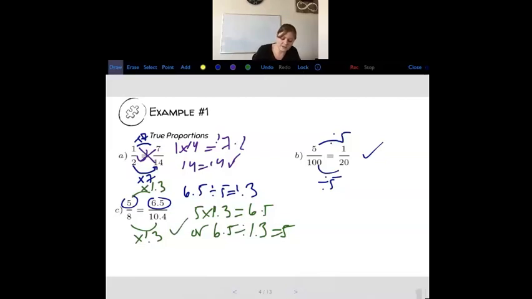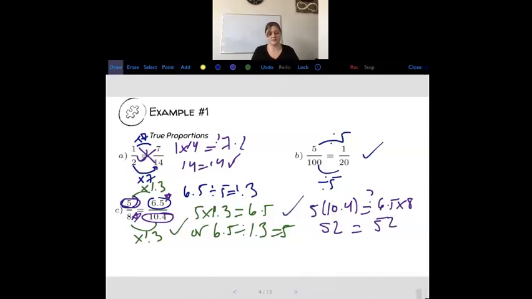And again, you can also cross multiply. If you were to cross multiply, you would want to determine if 5 times 10.4 is equal to 6.5 times 8. When you're cross multiplying, you're taking the entire numerator times the entire denominator, cross it, put your equal sign, and then determine if the other numerator times the other denominator is equal. If we put that in our calculator, we would get 52, and then 6.5 times 8 is 52. So yes, these are true proportions.